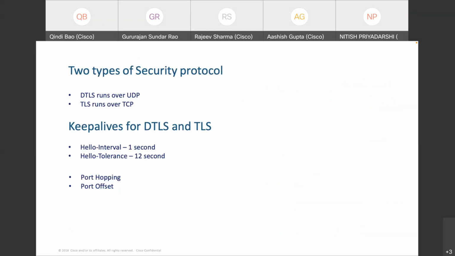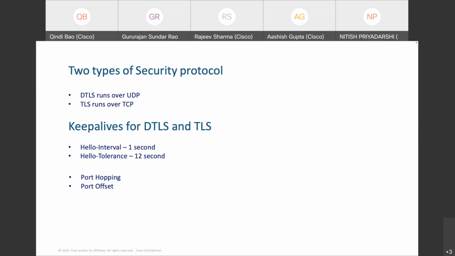Okay, so we have two types of security protocol here. In the previous slide, we saw DTLS or TLS. Either of them can be used to set up the secure connections. DTLS runs over UDP and TLS runs over TCP, so that's the difference. The keepalive for DTLS and TLS is the same. The hello interval is 1 second and the hello tolerance is 12 seconds.